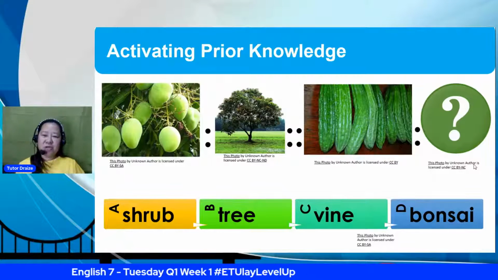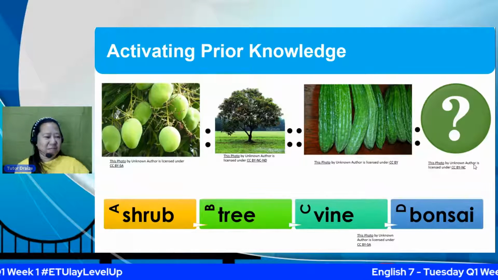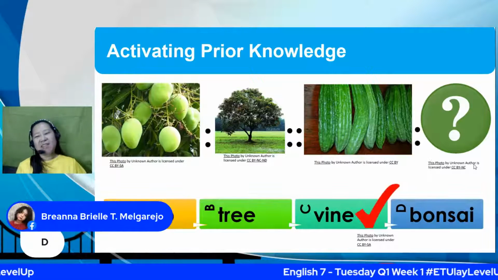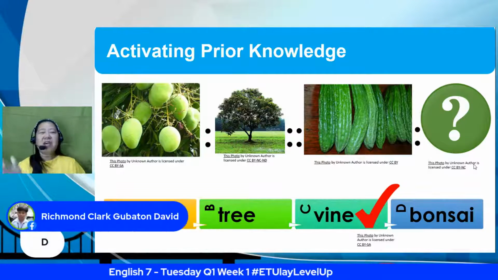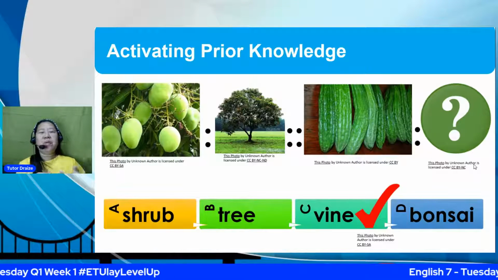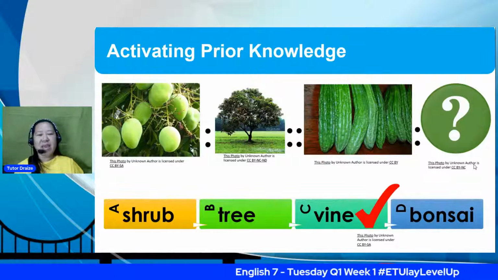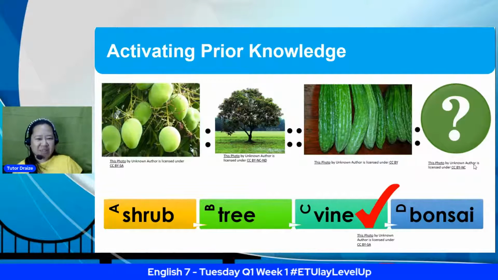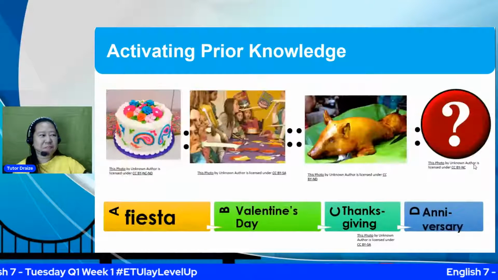So are the answers correct? Is it a D or a C? Let me check. Okay, the correct answer is letter C. This is how we do it, right? So the mangoes there come from a tree. And then we have ampalaya there. Of course, the ampalaya would come from a vine. Okay, don't forget that. Next, let's have the next item.